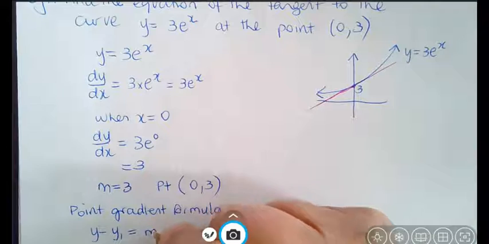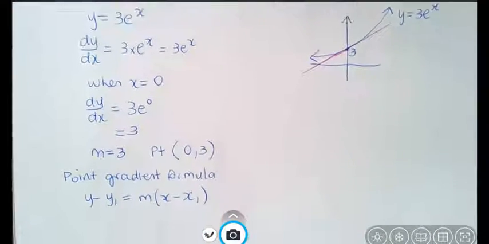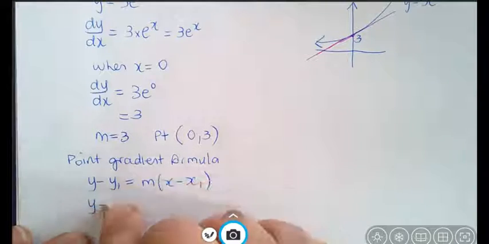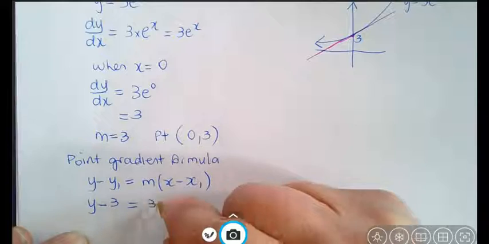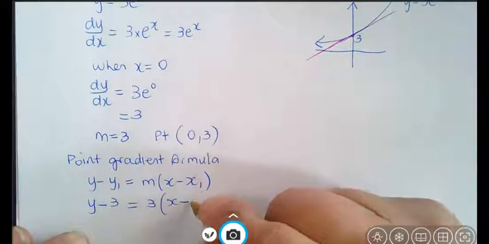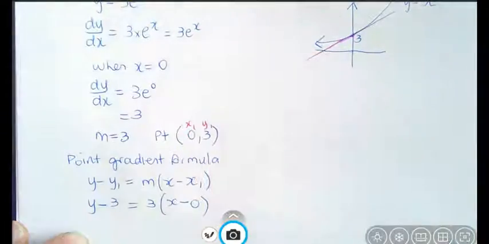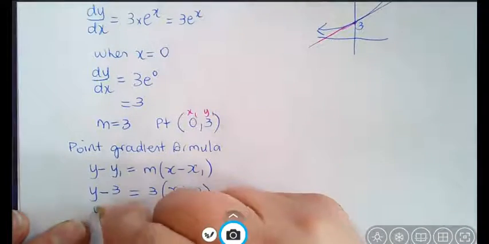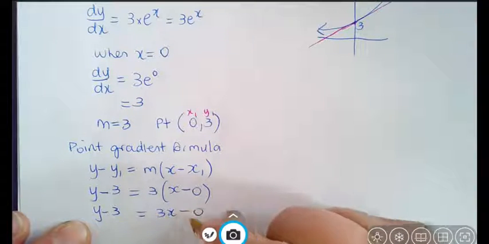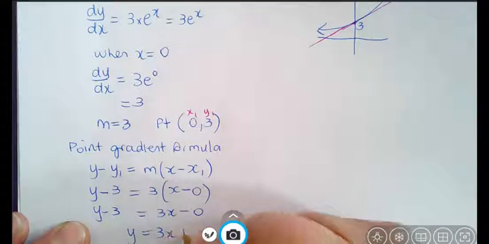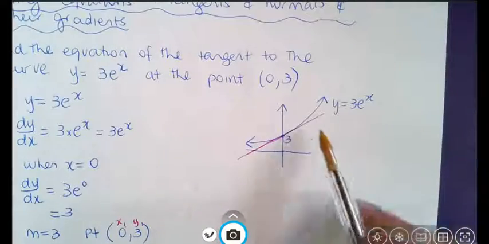y minus y1 equals m bracket x minus x1. So it's y minus 3 equals 3 bracket x minus 0. And you can put your x1, y1 there. And then you've just got y minus 3 equals 3x minus 0. So it's just y equals 3x plus 3.